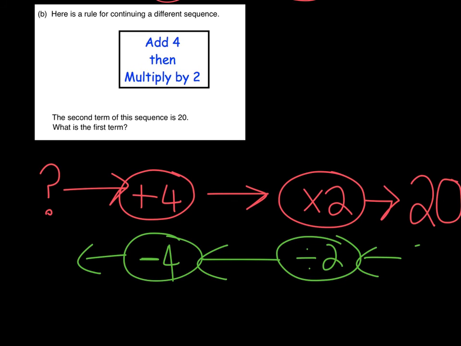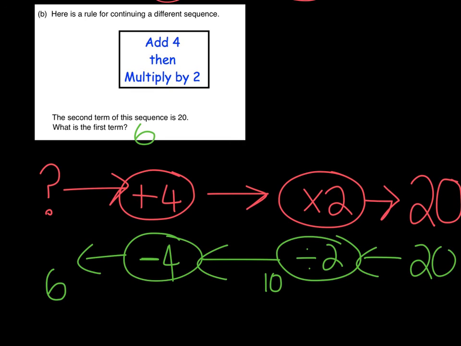Once you know the inverse, it's just a case of popping the second number in to work out what the first one was. So if we pop 20 in, 20 divided by 2, what is half of 20? It's 10. And then 10 minus 4 is going to give us 6. So from this, our first term would be 6.